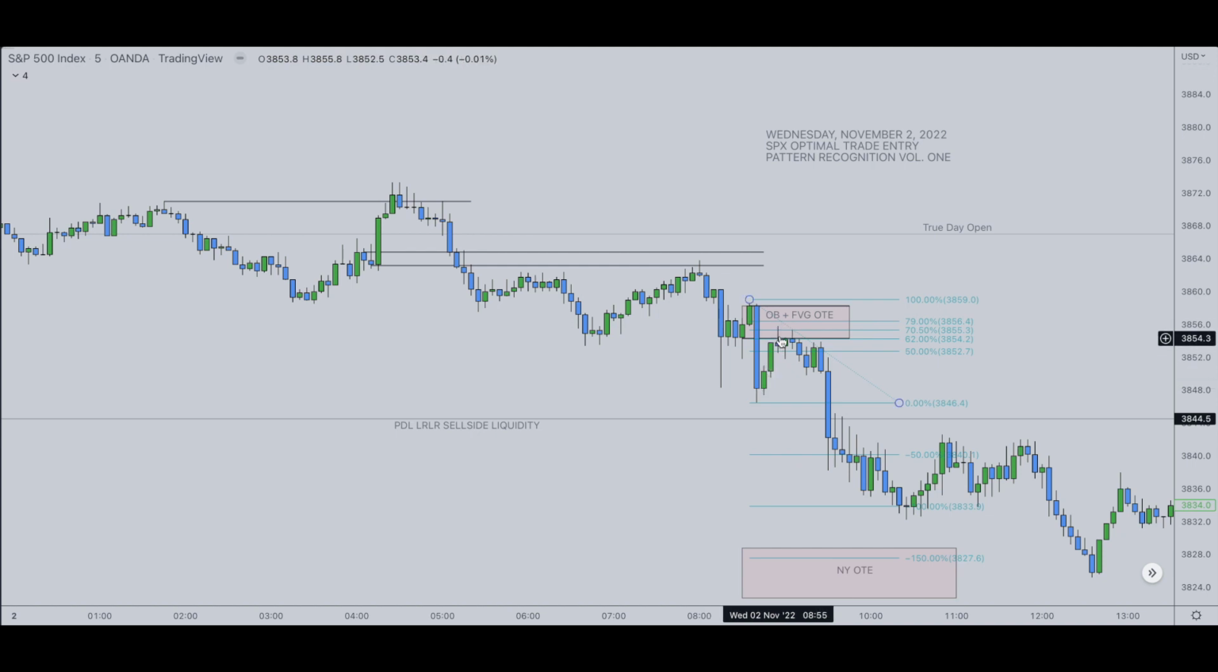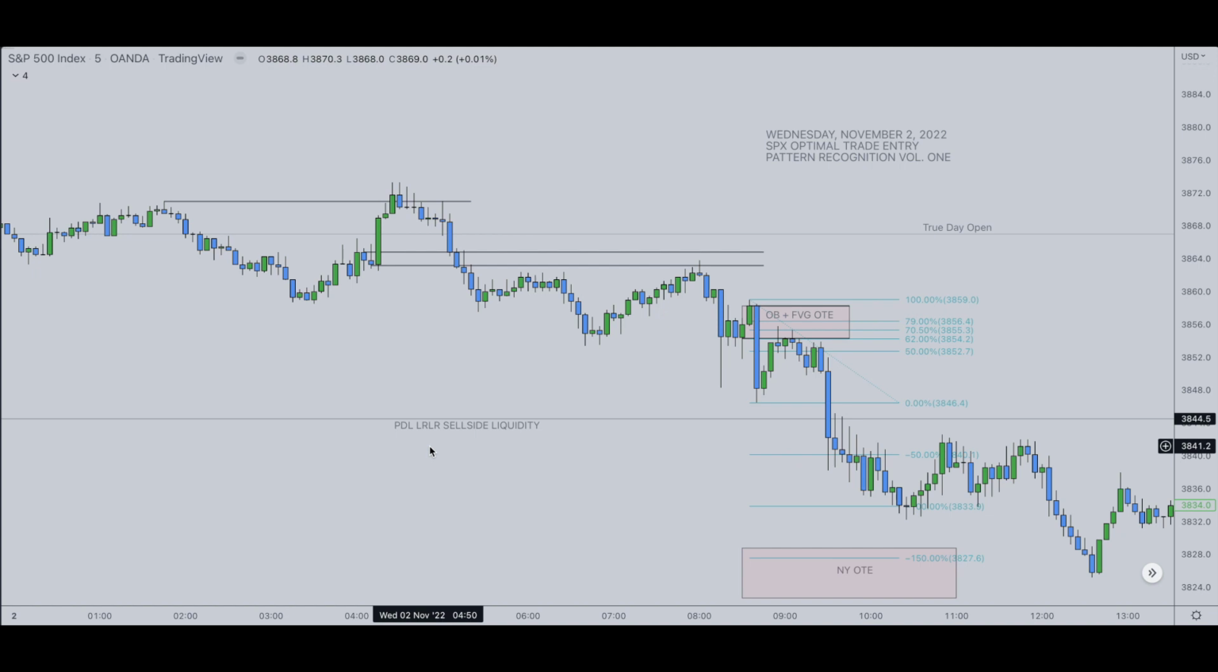Price trades up into this. This is around 8:55 a.m., the first time we get a nice touch going into the optimal trade entry, or into a premium. So we're looking to sell at a premium, and if we were looking for buy setups, we'd be looking to buy at a discount. Since this is a sell setup, we have to focus on selling at a premium.